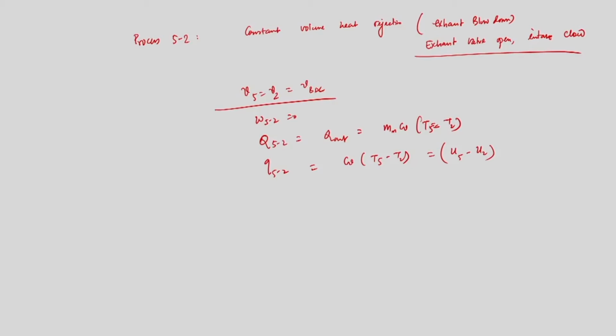Now the last is the constant pressure exhaust. That is the process from 1 to 2, and the heat is m dot CV times (T2 minus T5), and this will be equal to U2 minus U5.